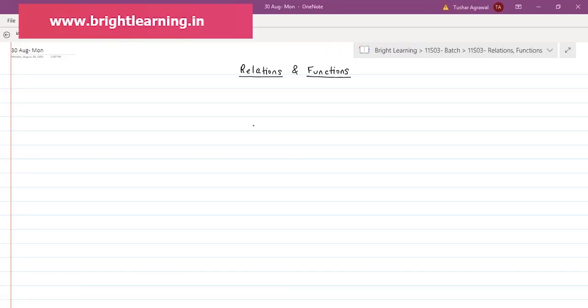This is the second chapter in your NCERT book. So we'll start with relations and functions. The prerequisite for this chapter is set theory. Set theory we have already completed. I have only taught you all the concepts related to set theory. So now the first thing in the chapter, relations and functions, is the Cartesian product of sets.